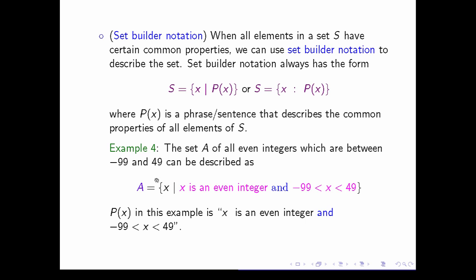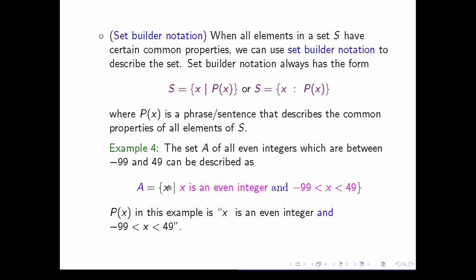So this time, if we use the set builder notation method, then we only need to write A equal to, open curly bracket, X, the generic representative element, and then the vertical line. After that, there will be a phrase, a sentence, which describes the elements in set A. So we want A to contain all even integers.